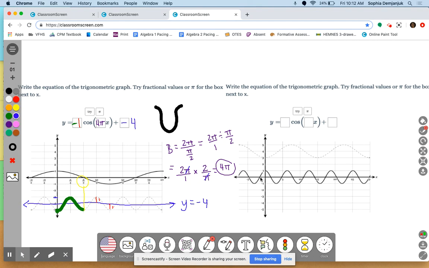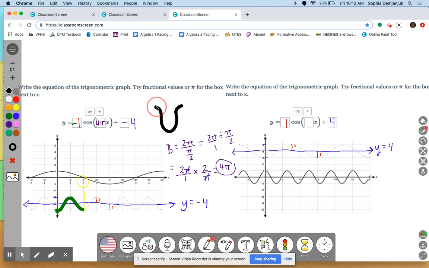And then our last example, we're going to find the midline. It's right in between 3 and 5, so we know the midline is 4. Plus 4 on the very end of our equation. For our amplitude, up 1 unit, down 1 unit, they're the same, it's just 1.